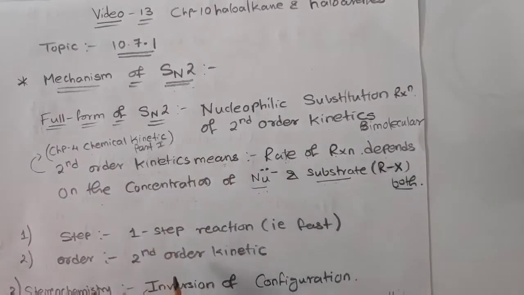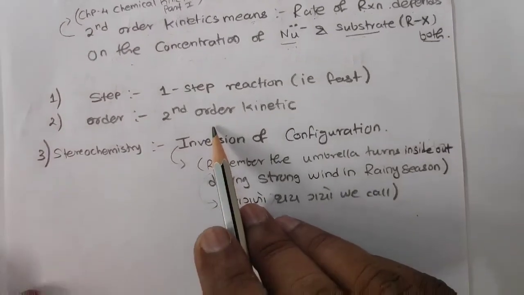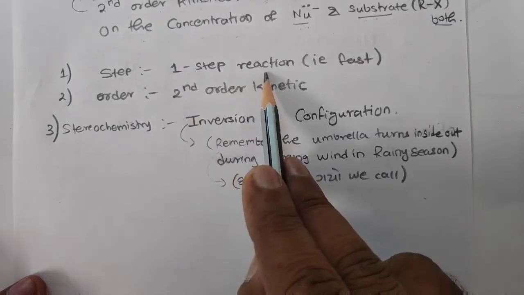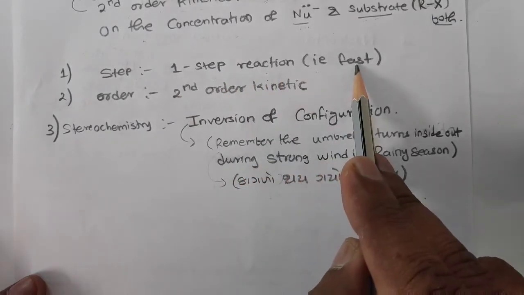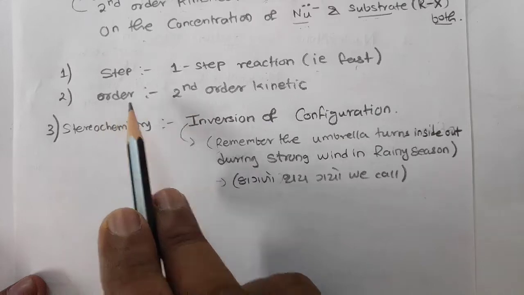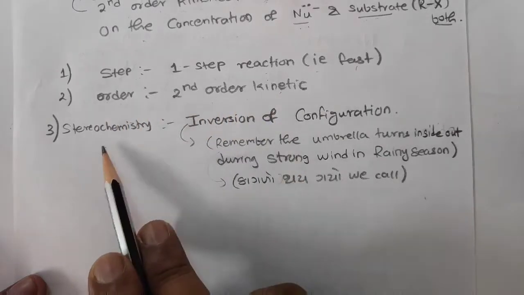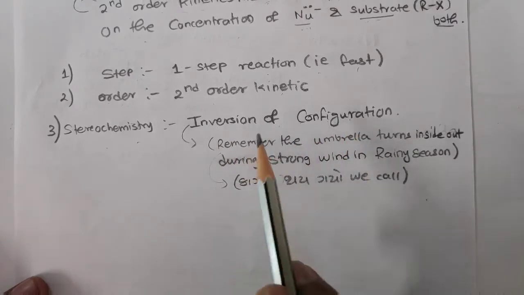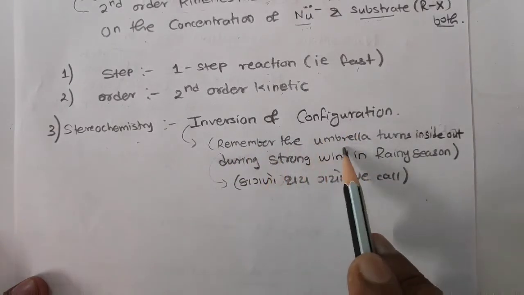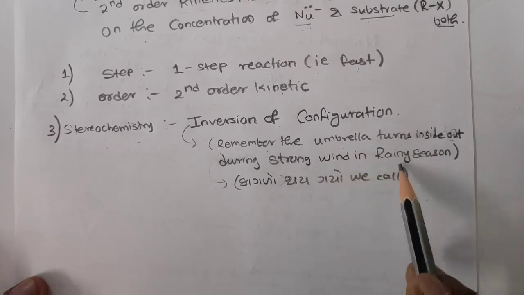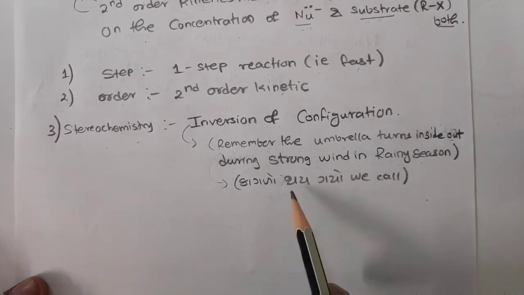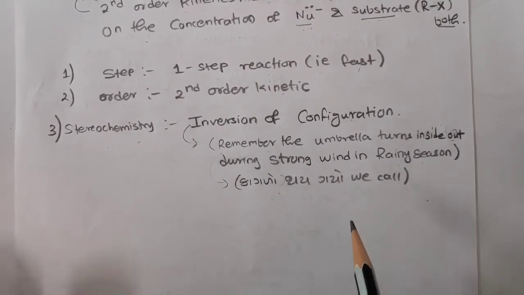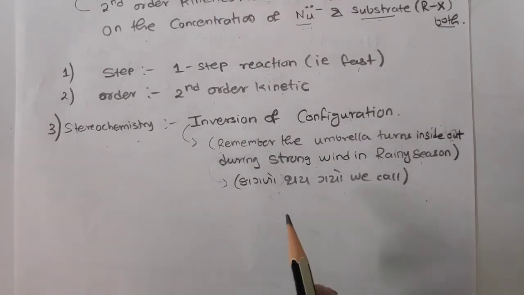For the SN2 mechanism, always remember these three points and make a note of them. How many steps? It is only a one-step reaction. Second, it is second order kinetics. Third, the stereochemistry is inversion of configuration. Inversion is like an umbrella turning inside out during strong wind in the rainy season. In Gujarati we call it kagdo.